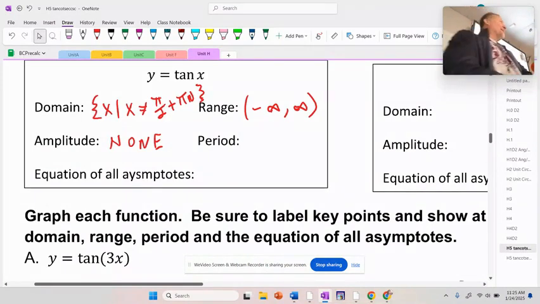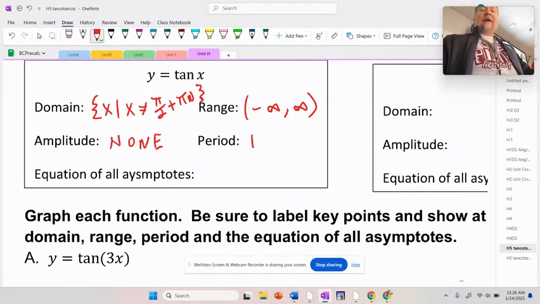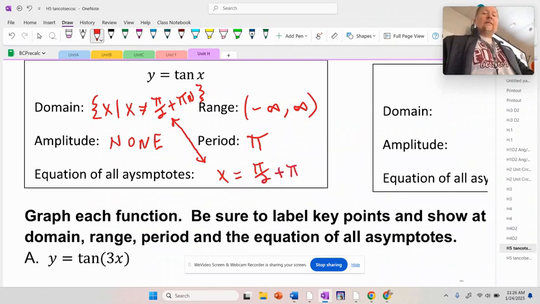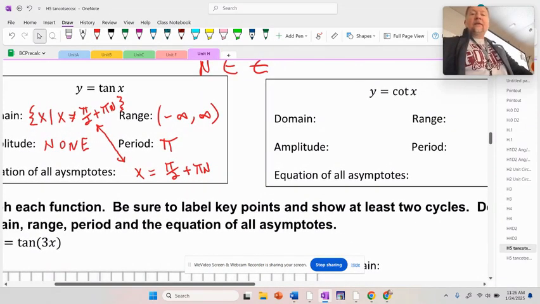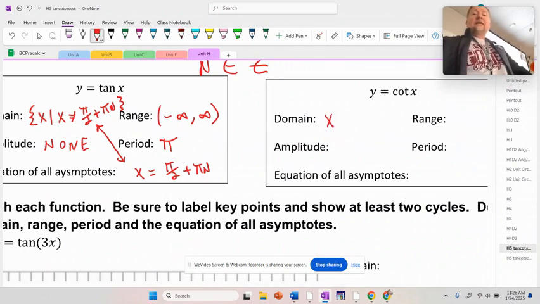Okay. The period. All right, what is the period? Pi. And then the equation of all asymptotes. Hey, you know what the equation of all the asymptotes are? Turn that into an equal sign. That is 100% related, because that's where the graph is undefined. That's the interruption, so that's where the asymptotes are located. And then the domain for cotan is, you know what it is? It's just x such that x is not equal to pi n.